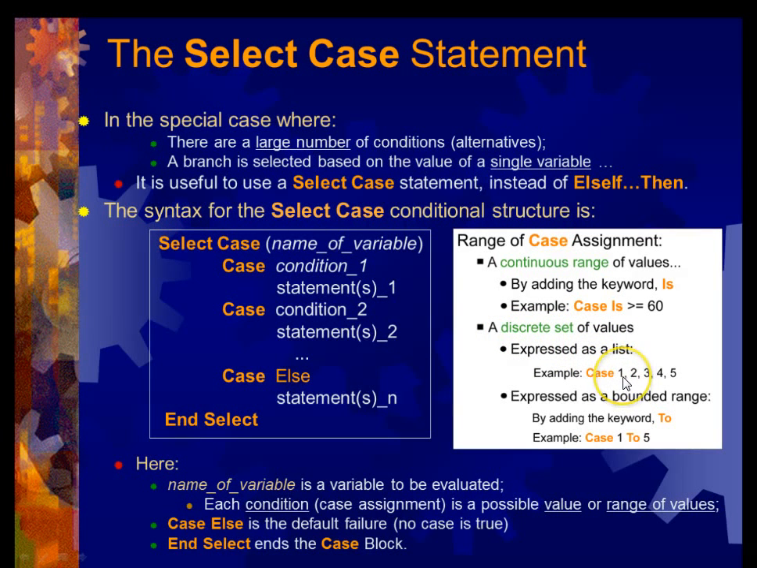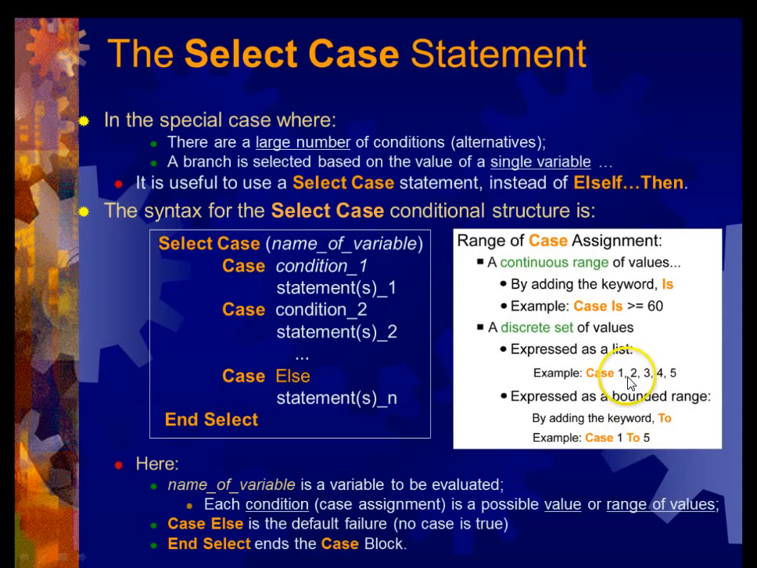So, for example, if you're only looking at 1, 2, 3, 4, and 5, you could list those next to your case keyword. Or we could have written 60, 61, 62, but that wouldn't really be good, because how about if they got 61.4 or something like that? And you can also write it like this. Instead of writing out the numbers, you can write 1 to 5.